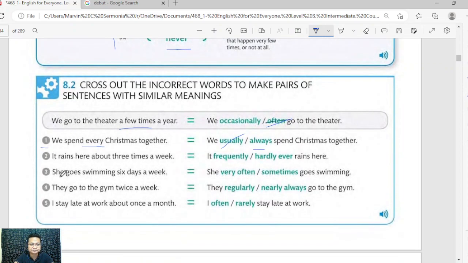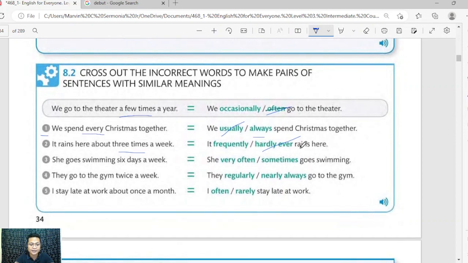Next one, it rains here about three times a year. Three times a year. The answer is, what do we need to cross out? So we will cross out hardly ever. Okay? Yes, that's correct, the answer is frequently.